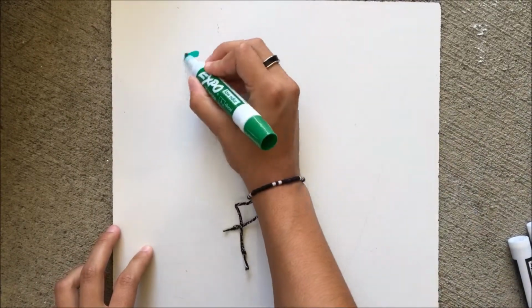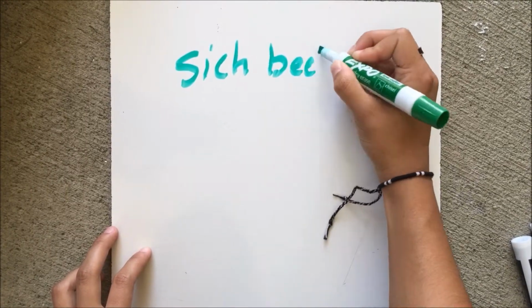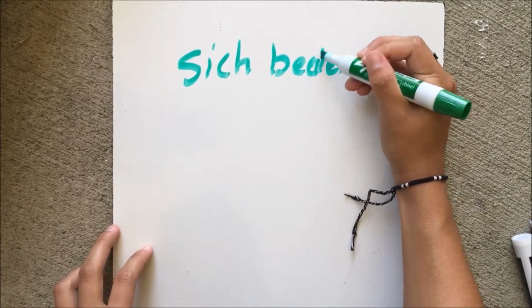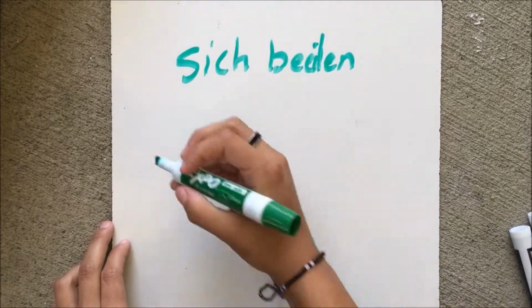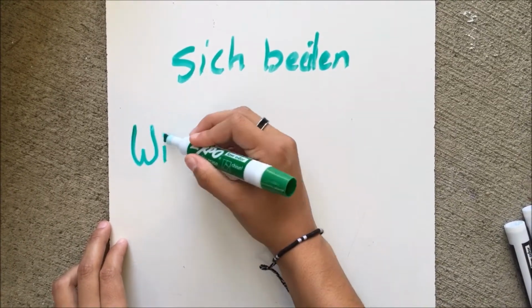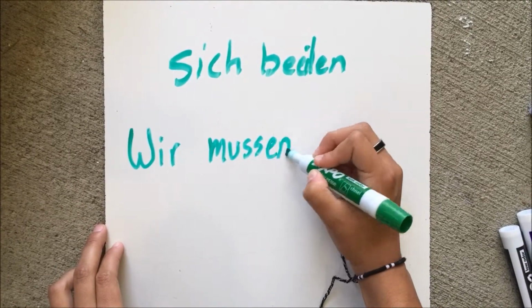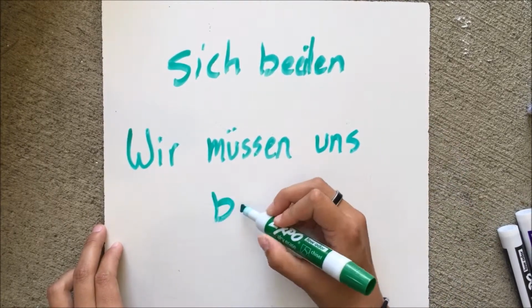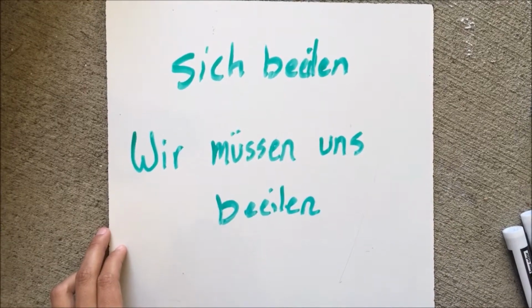Another example would be the verb sich beeilen, which means to hurry. To use it in a sentence, you would write Wir müssen uns beeilen. We have to hurry.